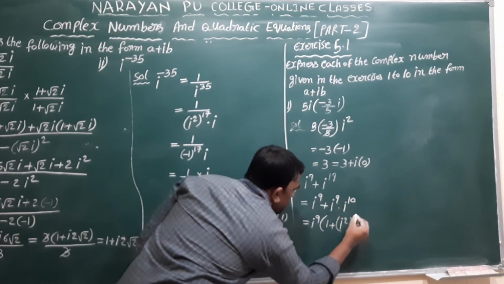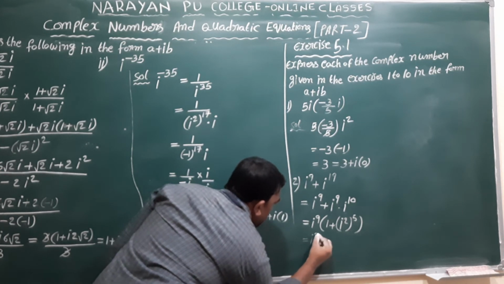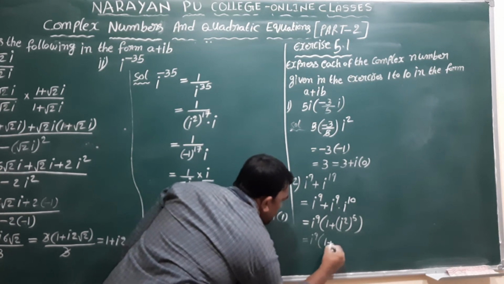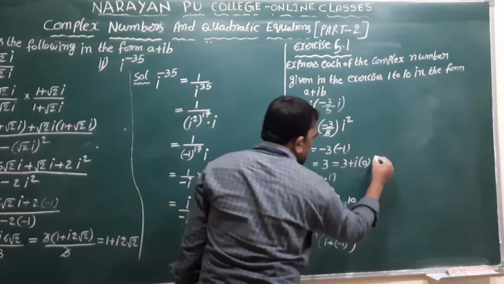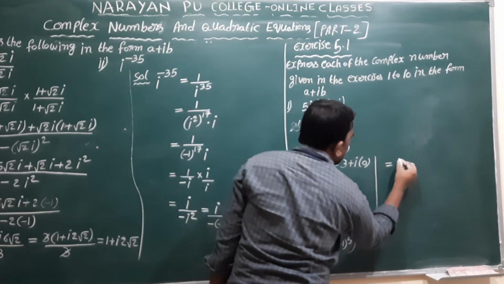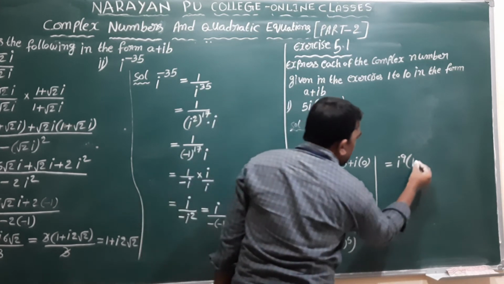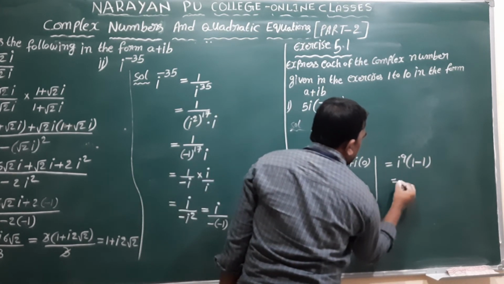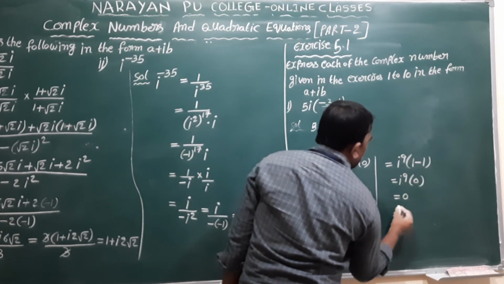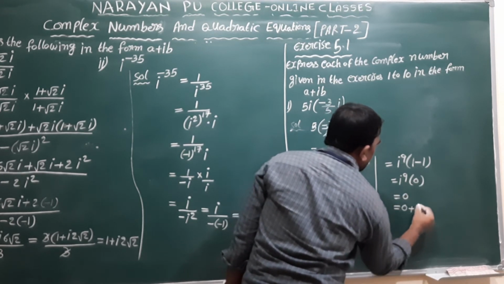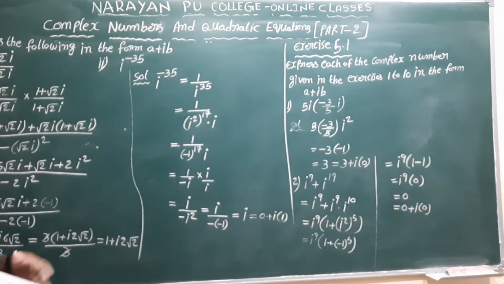We can write i power 10 as i square whole power 5. So i power 9 into 1 plus i square, whose value is minus 1, whole power 5. That is i power 9 into 1 plus minus 1 whole power 5, which is minus 1 only. So 1 minus 1, i power 9 into 0. The whole thing will become 0. You can write 0 plus i into 0 form. Don't confuse 1 and i.